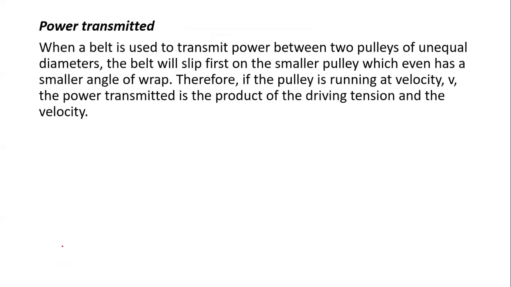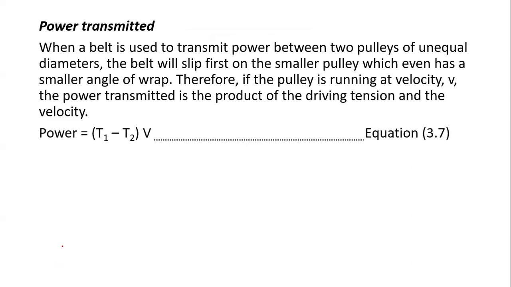What about the power transmitted? For the power transmitted, we are going to say it's supposed to be the product of the driving tension and the velocity. The driving tension, which is T1 minus T2, the difference between the tension on the tight side and the tension on the loose side, gives us the driving tension. The moment you multiply that by the velocity, you have your power.